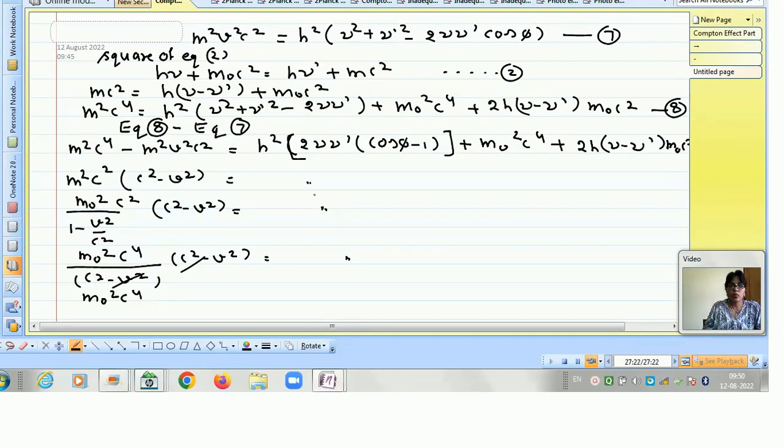Now we have to solve this also a little bit. So what we see now is that here we have the term m naught square c to the power 4, and here also we have the term m naught square c to the power 4. So it will get cancelled with each other, and then I am writing here the rest of the terms.